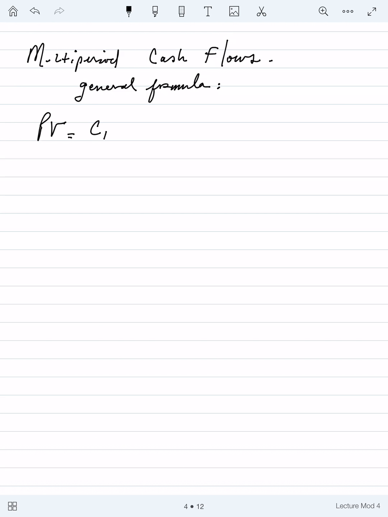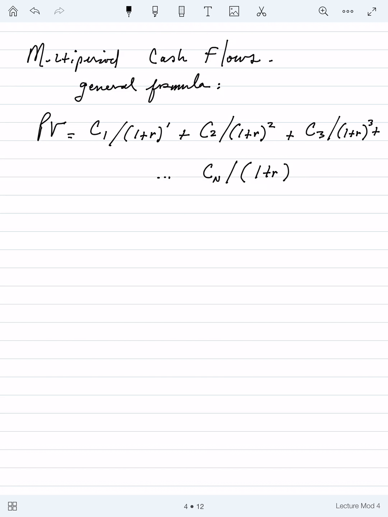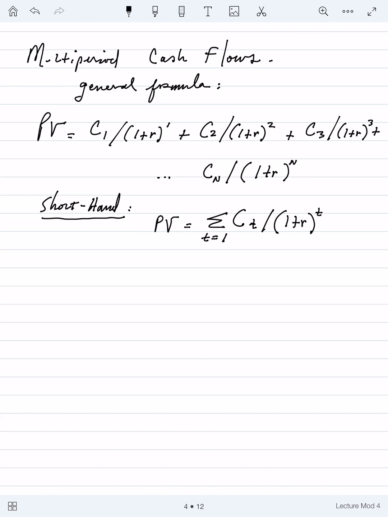So take cash flows received in time period 1, discount them by 1 plus r to the first. Imagine you get cash flows in time period 2, discount those also. And 3, discount those. We're doing this at the end of each year, and you can keep going until you get to some time period n, discounted by 1 plus r to the n. And n is the last period you receive your cash flow. In shorthand, for some mathematical guru types, the present value is the sum of cash flows received in time period t, discounted at 1 plus r raised to the t, where t is running from time period 1 to time period n.